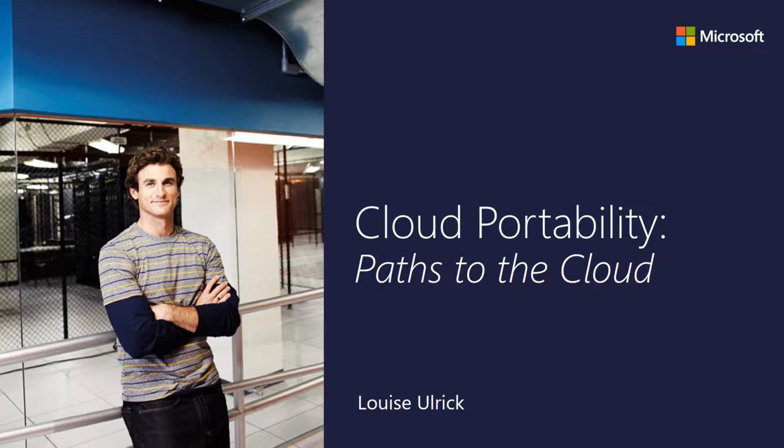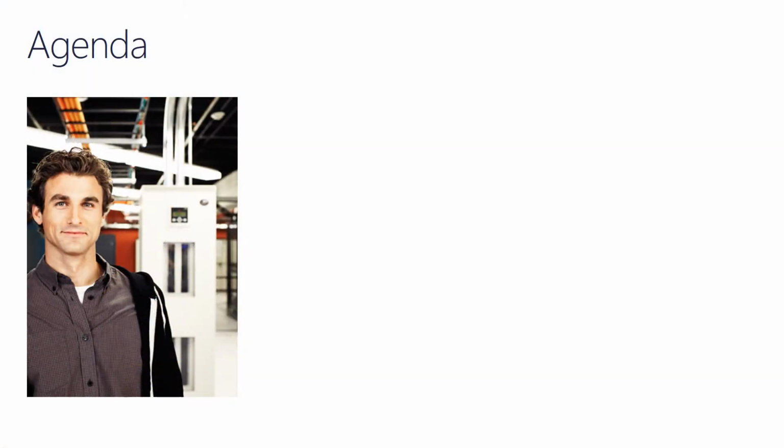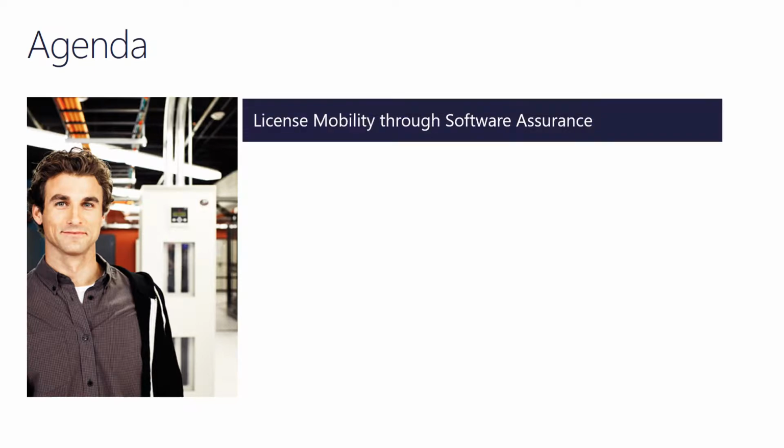Now there are 6 main scenarios I want to look at. Let's have a look at what they are. We're going to start off by looking at license mobility through software assurance and to see what cloud scenarios this opens up for customers in terms of the application servers such as SharePoint Server and SQL Server. You may already be familiar with license mobility, which is great, but I want to take this opportunity to show you how some additional software assurance benefits extend the advantage of license mobility. And in particular, I'll be talking about failover rights and self-hosted use rights and the scenarios that they enable.